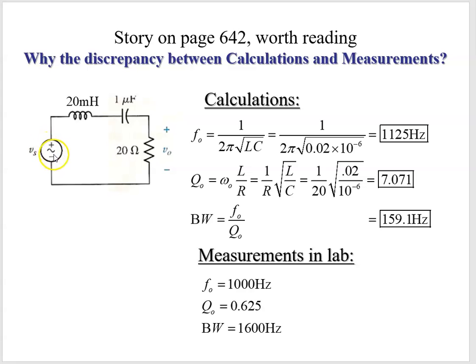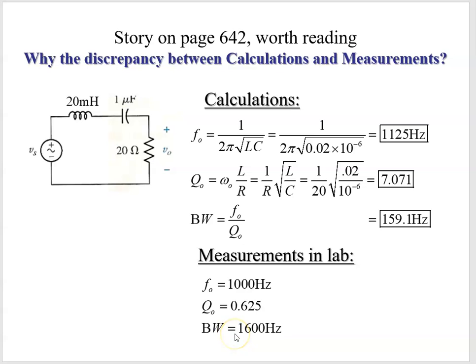Remember, you're going to get your maximum voltage response, or in this case our current response, so our voltage response across this resistor at resonance. So if we were to measure the voltage across this resistor where the maximum voltage response would occur, that would be our resonant frequency. We calculate that to be 1125 hertz, but our measurements in lab found it to be a kilohertz. So how do we get to the bandwidth?